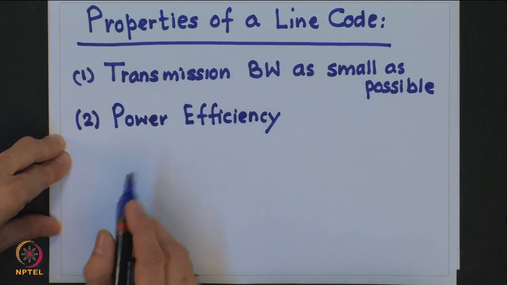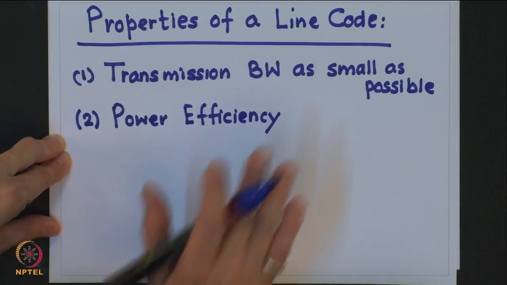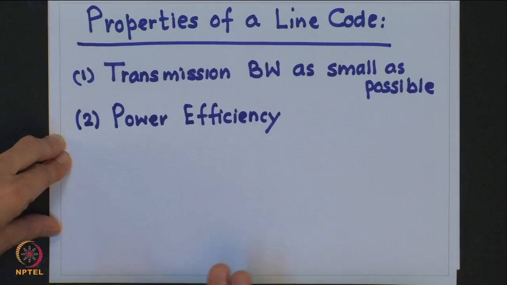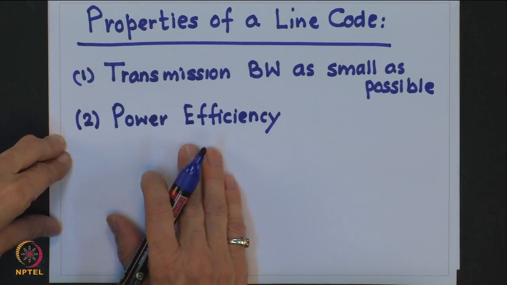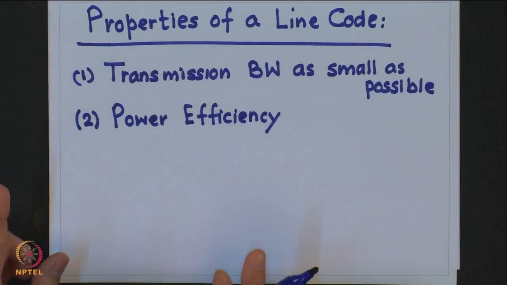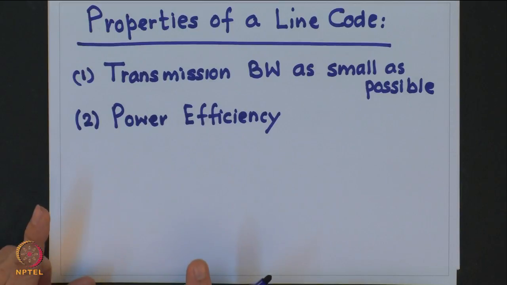Okay. Power efficiency means that for a given bandwidth and a specified error rate, the transmitted power should be as low as possible. Now, we will see that the polar scheme is the most power efficient because it uses two signals, +PT and -PT. Correct? Whereas if you take the unipolar case, it uses 0 and +PT. So, the distance between the two symbols becomes lower in the case of unipolar compared to polar.